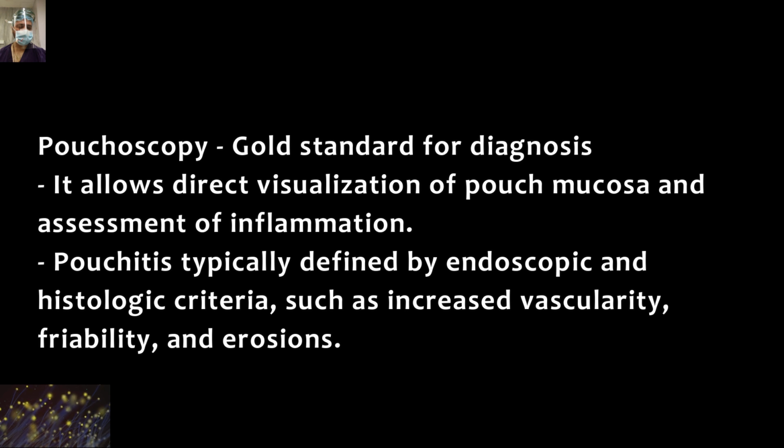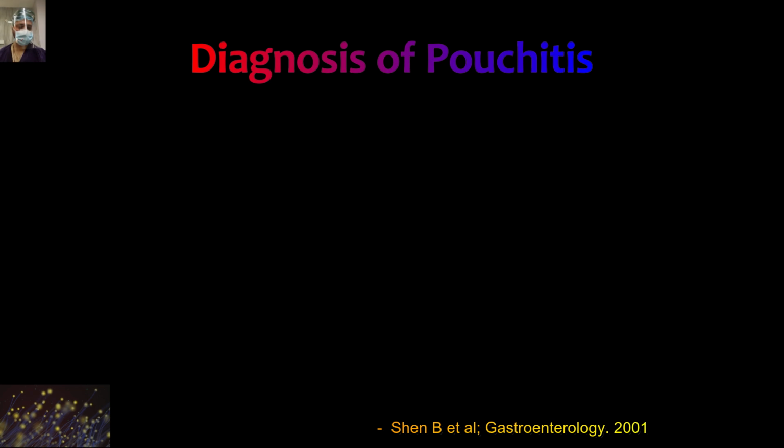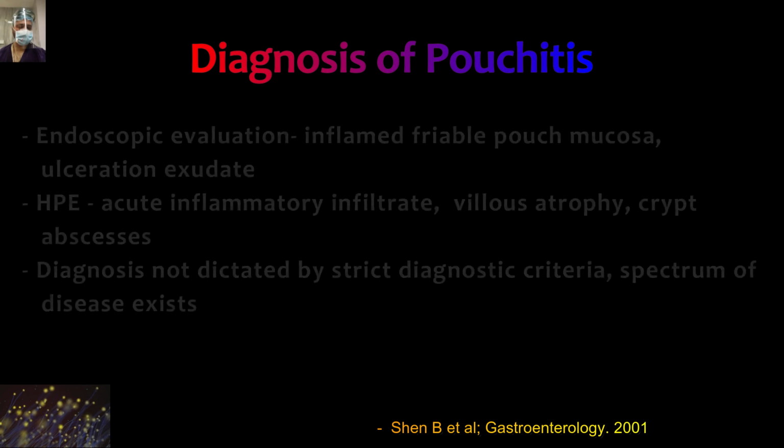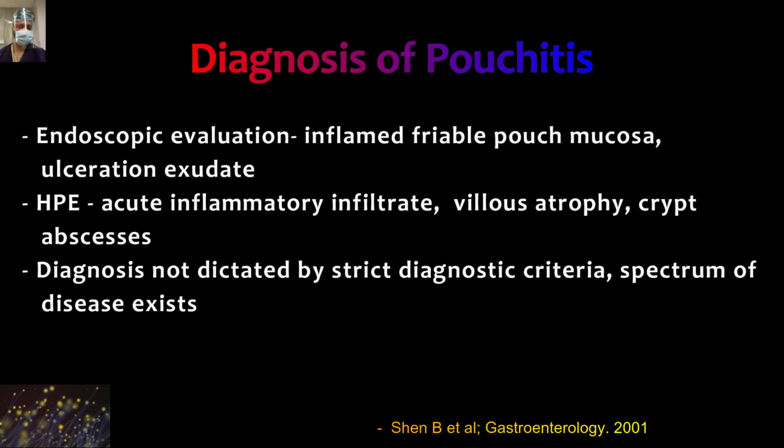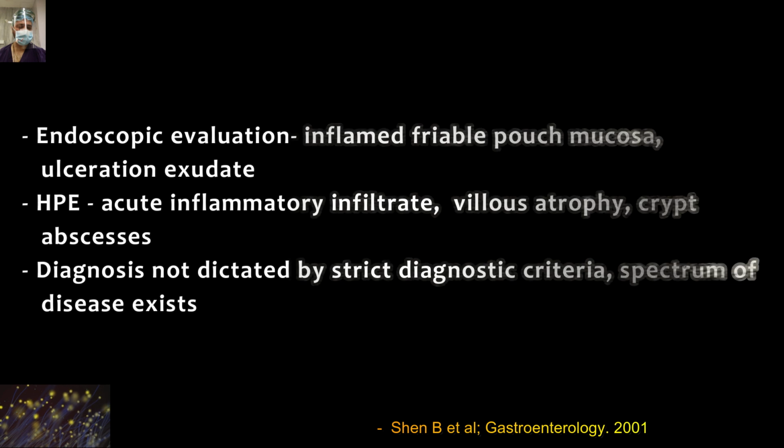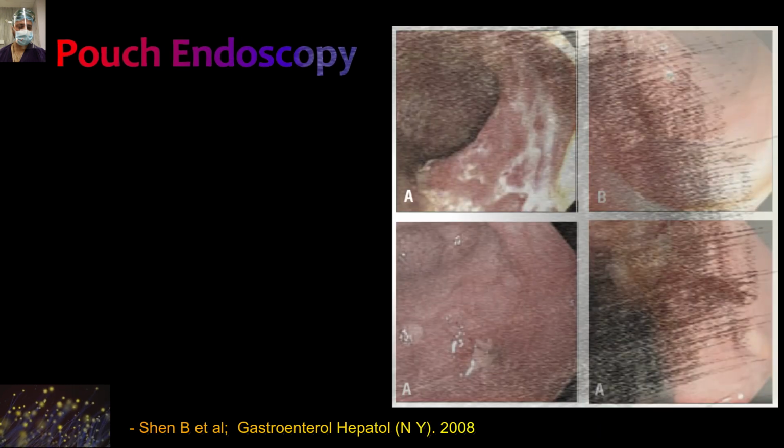One has to understand that pouchitis is not an all-or-none diagnosis. It is a spectrum of disease, there are no strict diagnostic criteria, and there can be mild to severe inflammation. So we have to look at all the findings: how inflamed and friable the pouch mucosa is, whether there are ulcerative exudates, how much inflammatory infiltrate, villous atrophy and cryptitis. These are all surrogate markers for your diagnosis.